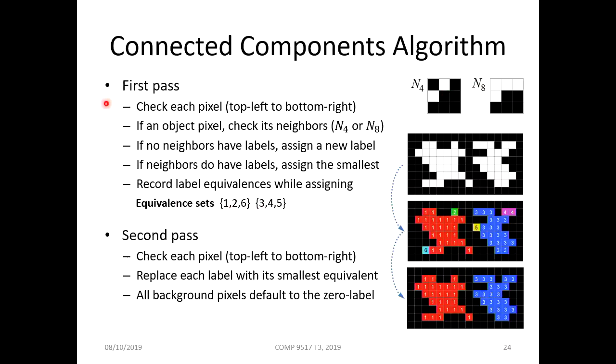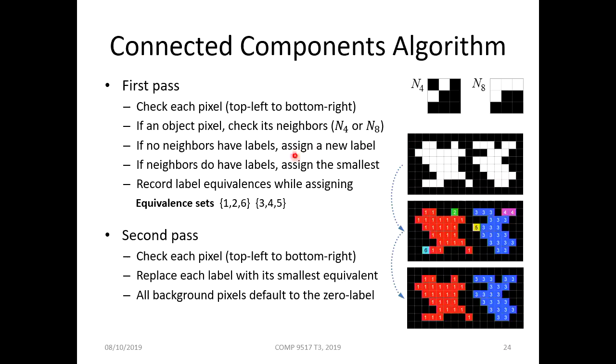The way it works is you pass through the image from top left to bottom right. For every pixel, you check if it's an object pixel or not. If it is an object pixel, then you look at its neighbors, either in a 4 connected or 8 connected way. You have to make the choice there in advance.